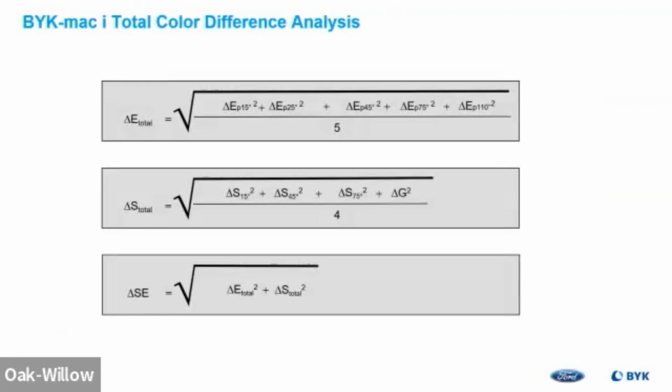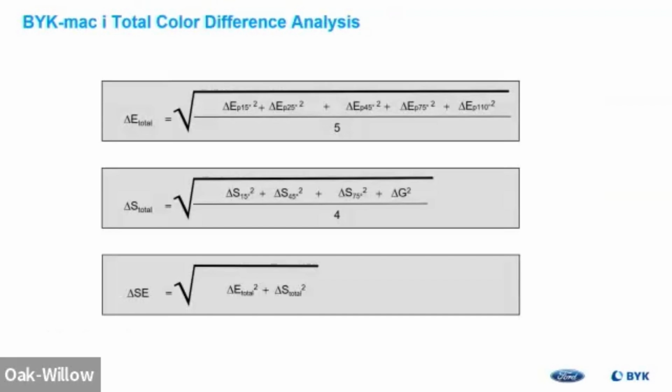We also have combined numbers. Everyone always wants to have one number that says, okay, is this going to pass or fail? Delta E total is all the angles of color that you measure. Delta S total is the sparkle and graininess. And delta SE is sparkle, graininess, and all the color angles in one number.